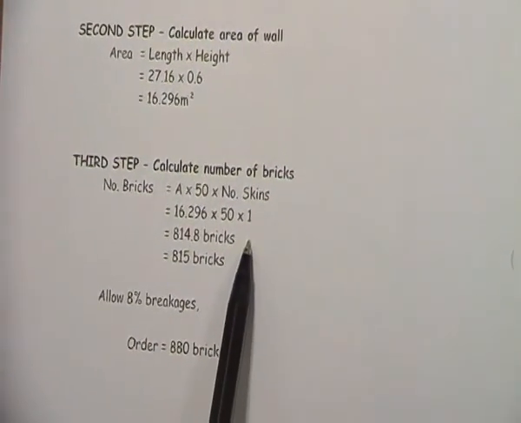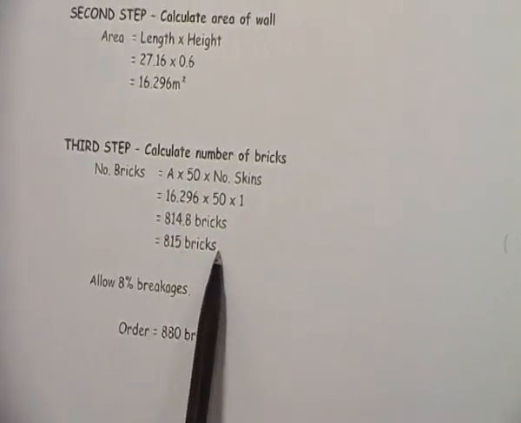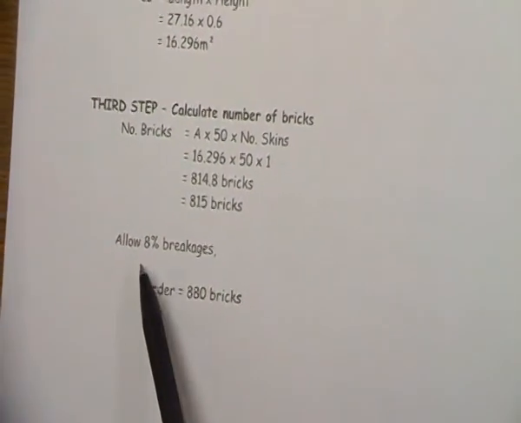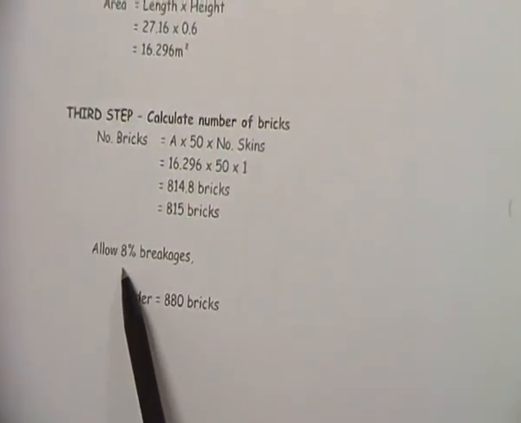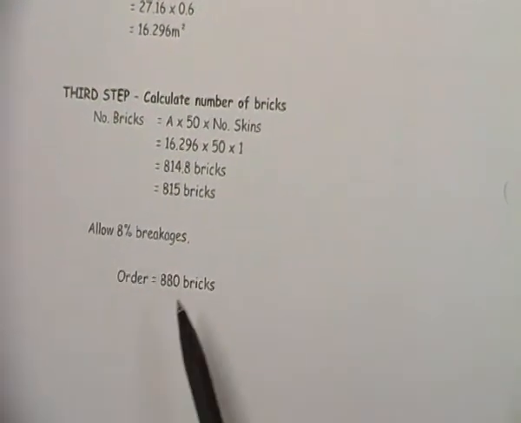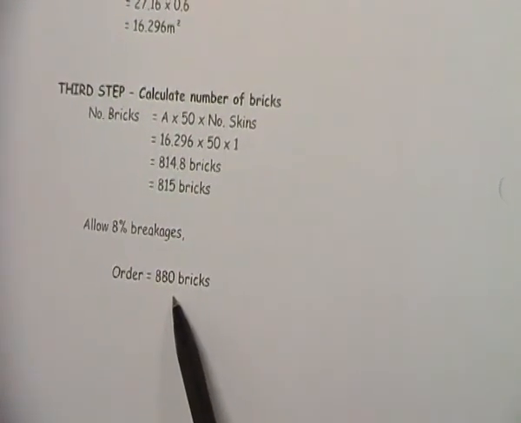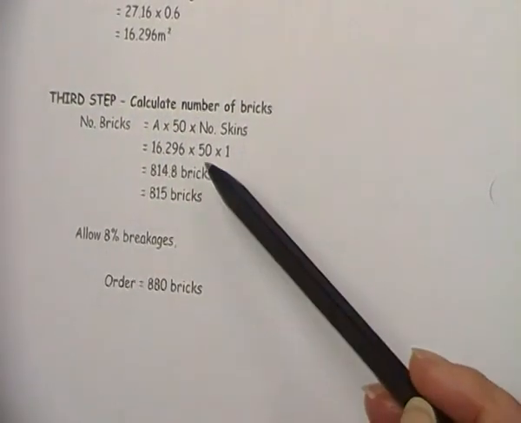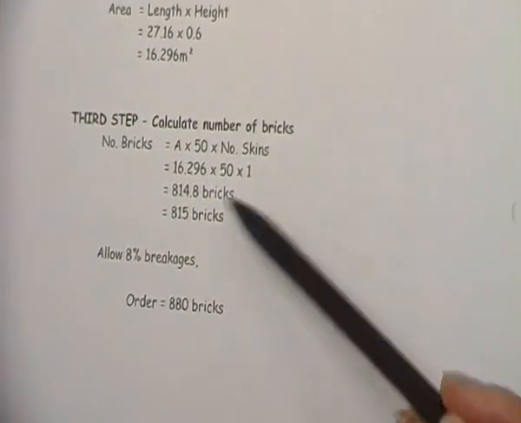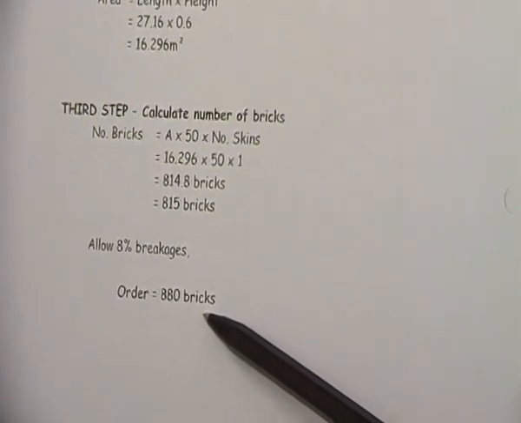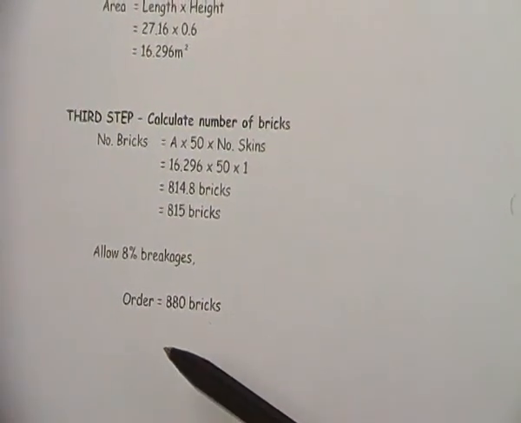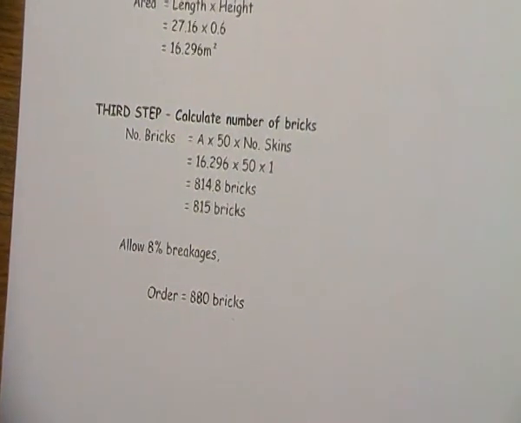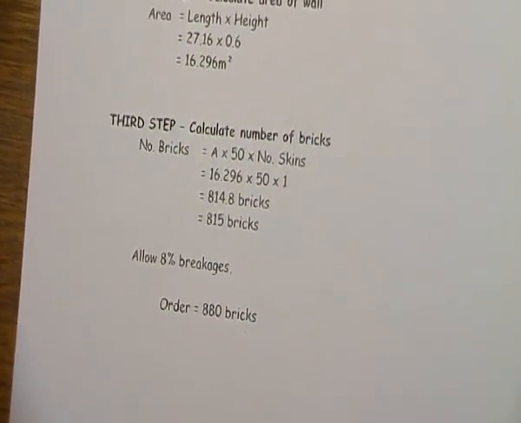814.8 bricks. Now I can't get part of a brick, so I can round up. I get 815 bricks. And going back to our question, we allow 8% for breakages. So then my order is going to be 880 bricks. Now, if you round up here and you round up there at the whole number, you might be 1 brick difference, but we won't worry about that. Okay? All right, so we're going to turn the page, and now we're going to have a look at exercise 1.